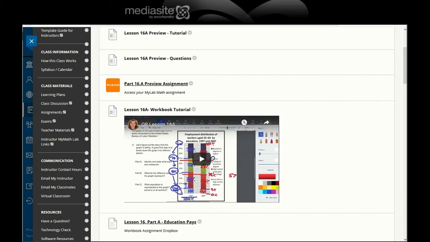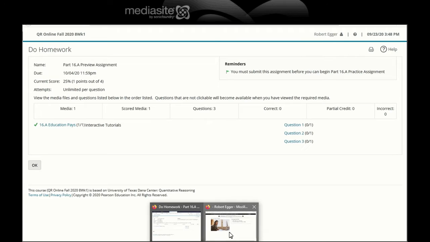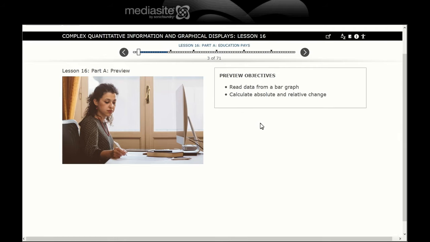Starting a new learning plan 7, with lesson 16 being the first in that learning plan. So with no further waiting, let's go look at lesson 16A. It's an education page tutorial, and we have 3 questions at completion. We're going to look at bar graphs and creating absolute and relative changes.